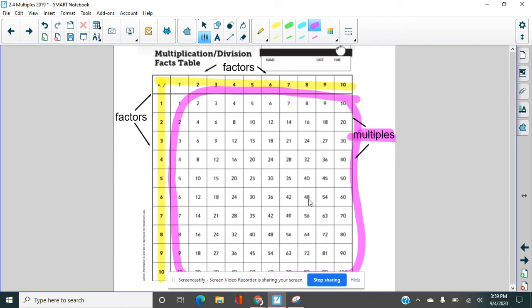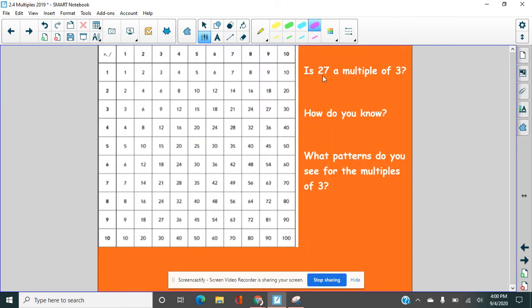You've been doing multiples of 2 and 5 and 10 since you were little bitties, right? Back in first grade, you were probably counting by tens and everybody was going 10, 20, 30, 40, 50. That was multiples of 10. So today we're really just giving a name to a concept that we're pretty familiar with. So let's look at what we might think here. Is 27 a multiple of 3? And how do you know?